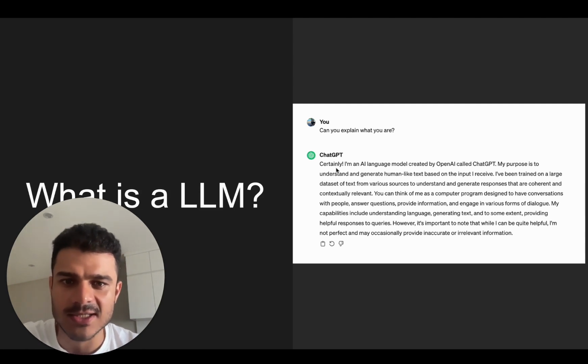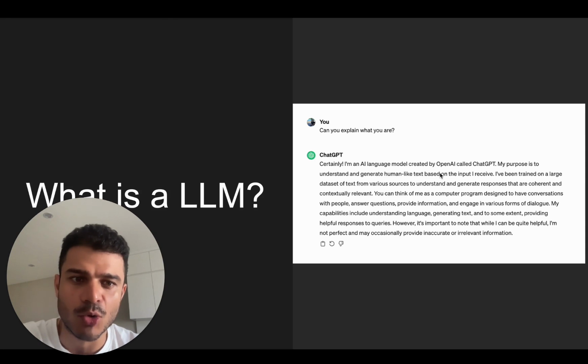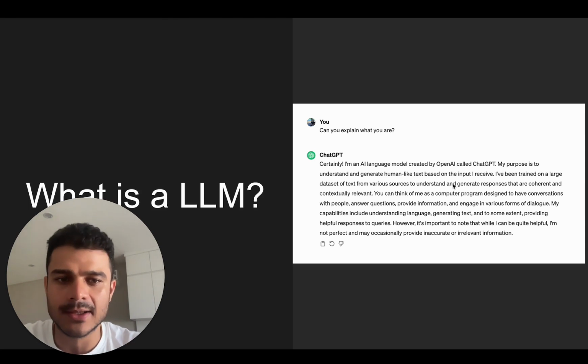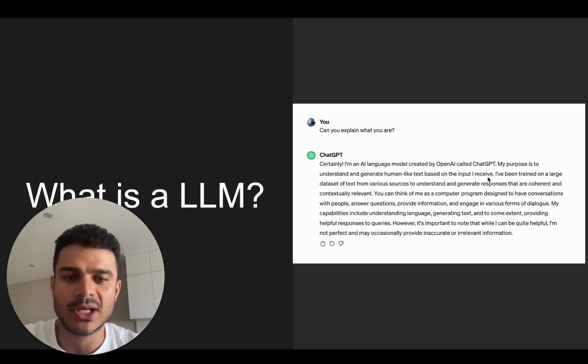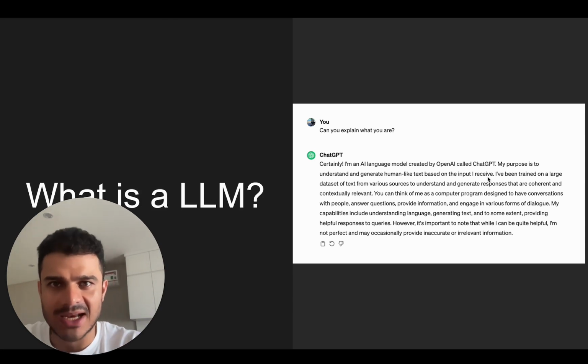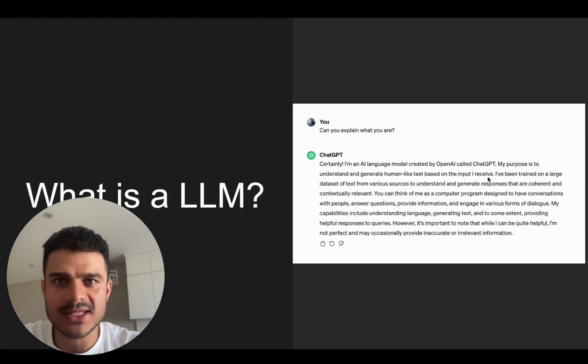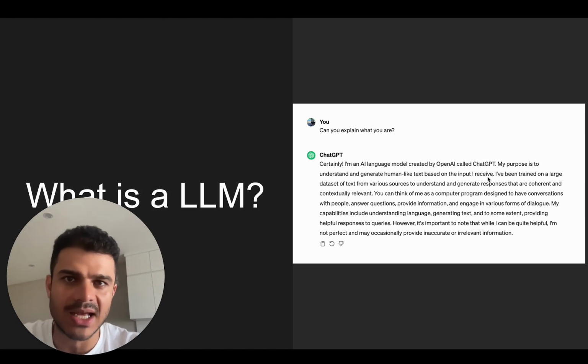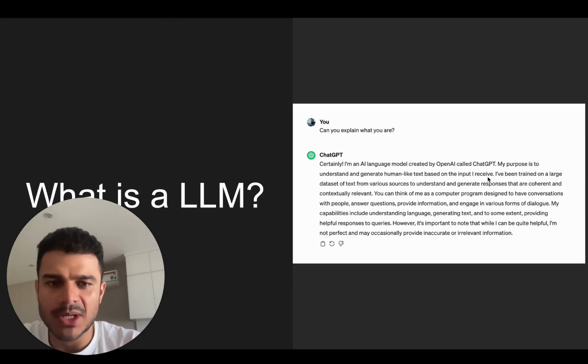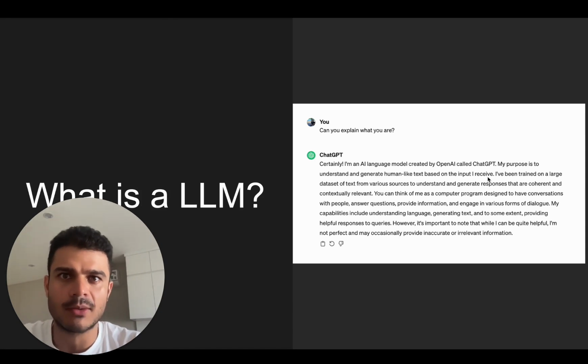So in this case, it says, certainly, I'm an AI language model created by OpenAI called ChatGPT. My purpose is to understand and generate human-like text based on the input I receive. Now, this is important to understand that ChatGPT is a text-based model. Okay. Now, however, the updates that are happening with Gemini coming and ChatGPT's new versions, you will see that there is also image-based input that is acceptable. With some of the language learning models, you might need an extension to do that. However, in this course, we're going to cover the prompt engineering for a text-based language learning model.